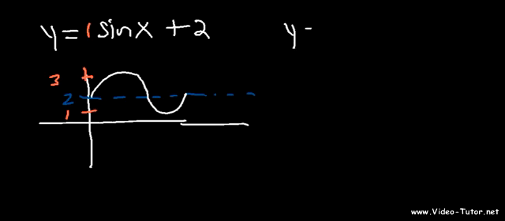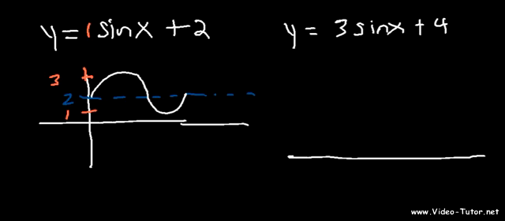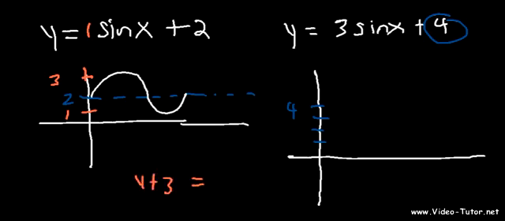So let's say if you want to graph 3 sine x plus 4. So the vertical shift is 4. So let's plot that first. And the amplitude is 3. So 4 plus 3 is 7. And 4 minus 3 is 1. So we need to go up to 7 and stop at 1. Or the lowest we can go is 1. So plot the midline, which is where the vertical shift is.